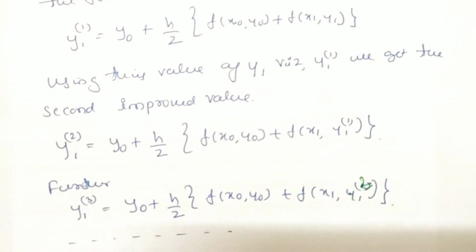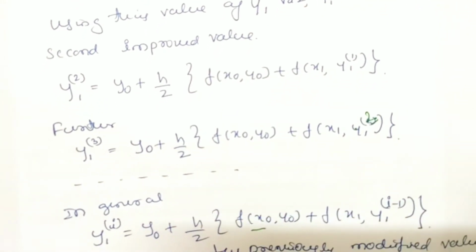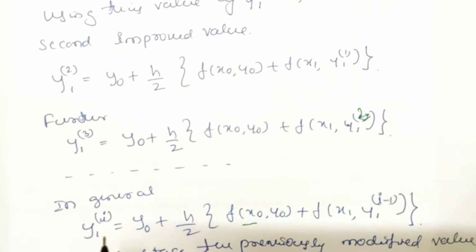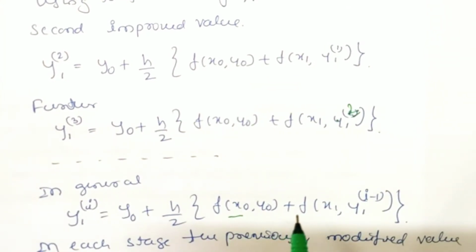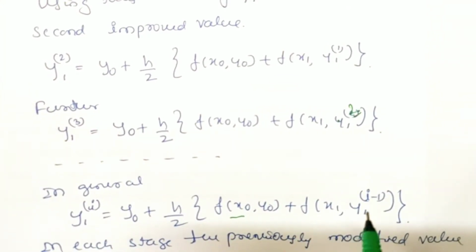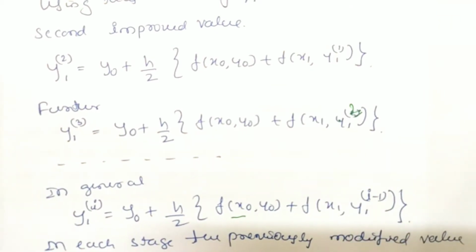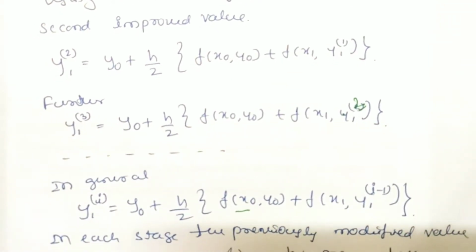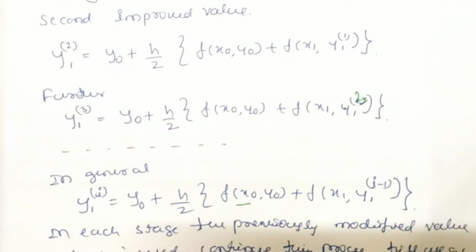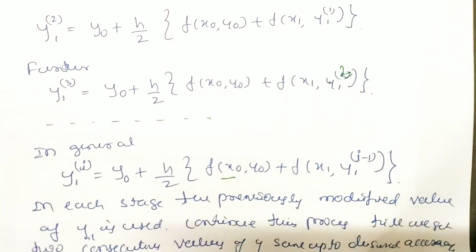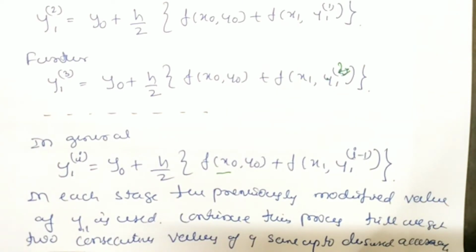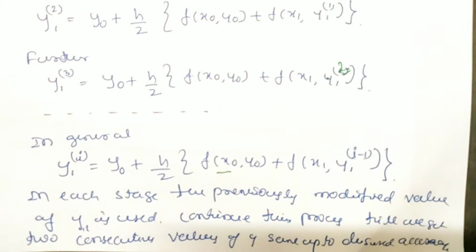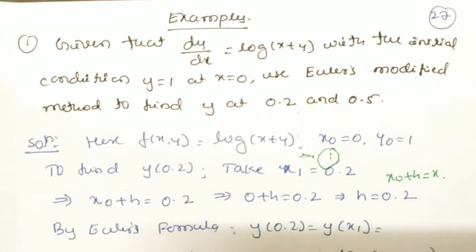Similarly, we can generalize this. In general, y1 at the ith iteration is equal to y0 plus h by 2 into f of x0, y0 plus f of x1, y1 at the (i minus 1)th iteration. So in each case the previously modified value of y1 is used, and we continue this process till we get two consecutive values of y the same up to some desired accuracy. Let us take some examples.